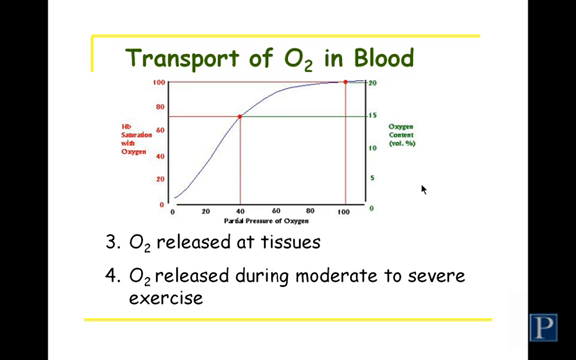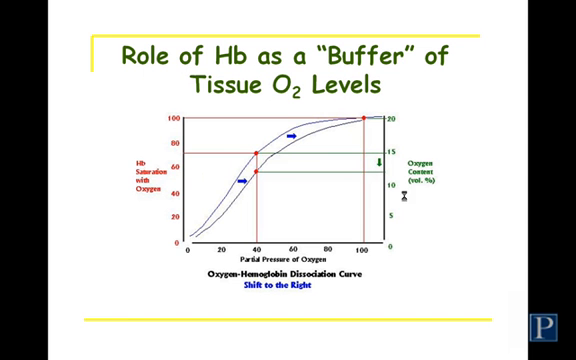In your notes it says the role of hemoglobin as a quote-unquote buffer of tissue oxygen levels. When we talk about a buffer in this case, we're not referring to a chemical buffer, though hemoglobin is a chemical buffer when you talk about pH balance. But the purpose of any buffer is to prevent drastic changes. In this case, hemoglobin is a very good buffer in preventing dramatic changes in tissue oxygen levels.